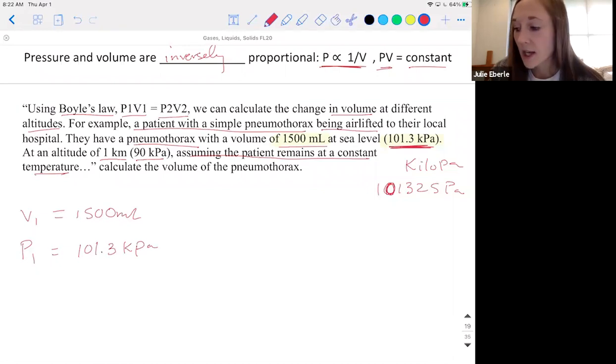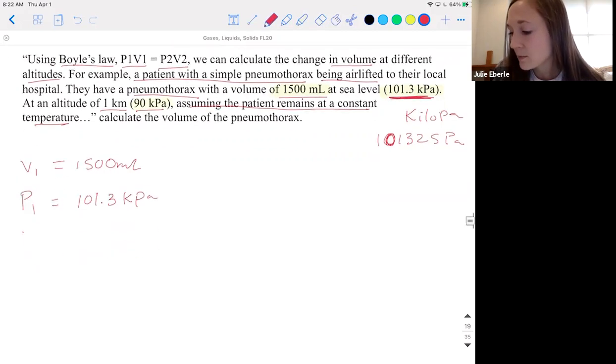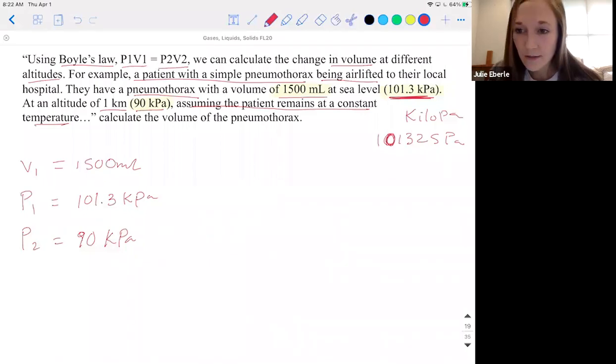Okay, then something changes at an altitude of 1 kilometer. Well, I'm not interested in the elevation necessarily, but I am interested in how the pressure changes at that elevation. So the pressure associated with that elevation is 90 kilopascals. So this is the second pressure I'm given. So that is P2. So P2 is 90 kPa, right? So what happened? Pressure decreased.